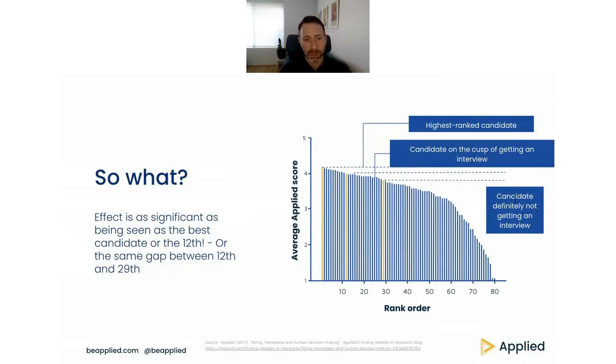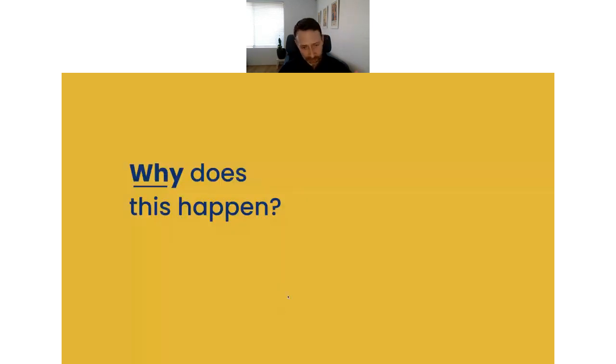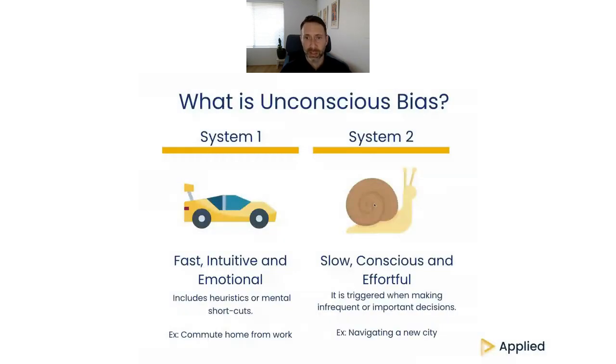So that is the first one. Before I go on to the remaining 4, I'm just going to talk a little bit about unconscious bias and why it happens. And a great place to start is this idea of System 1 and System 2 thinking, popularized by Daniel Kahneman in his Thinking Fast and Slow book.